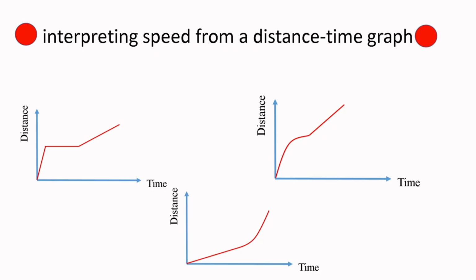In this video, we are going to learn how to interpret a speed from a distance time graph. In fact, by the end of this video, you will be able to gain some information about a speed only by looking at a distance time graph, not by calculation. Okay, let's start. We are going to learn 5 different key points.